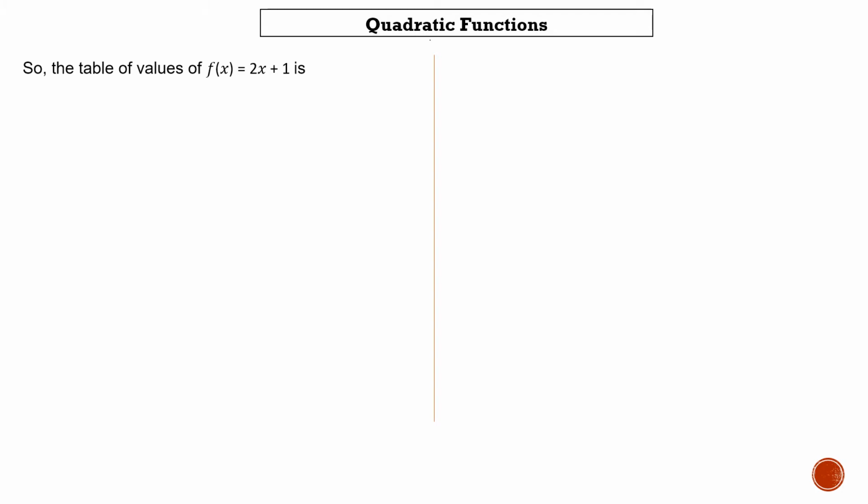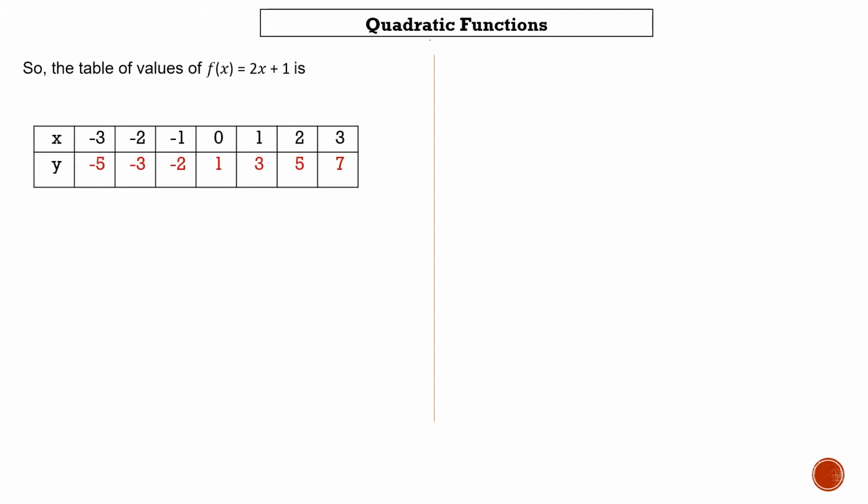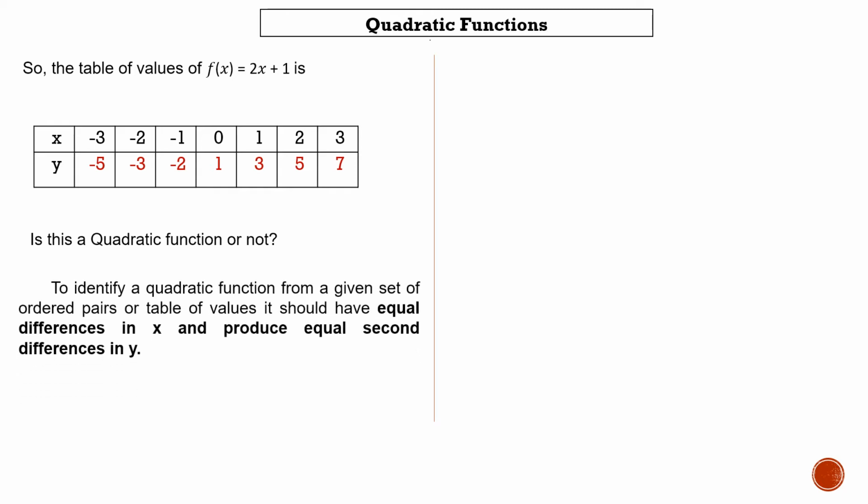So the table of values of f of x is equal to 2x plus 1 is this table of values. The question now is, is this a quadratic function or not? So how do we determine if a table of values represents a quadratic function or not? To identify a quadratic function from a given set of ordered pairs or table of values, it should have equal differences in x and produce equal second differences in y. Note that in getting the differences, start from your right to left.